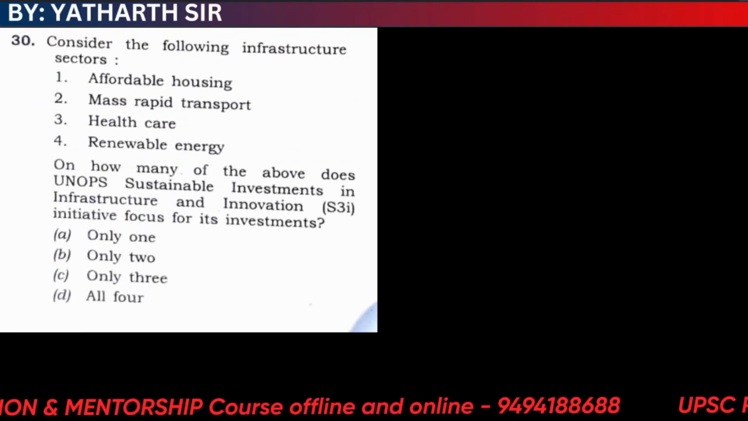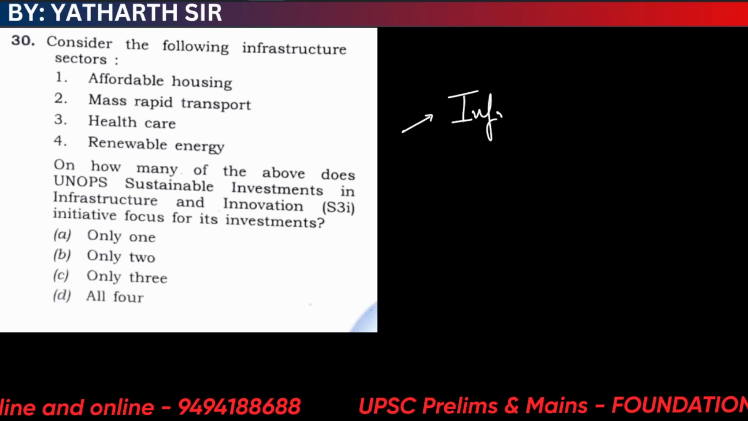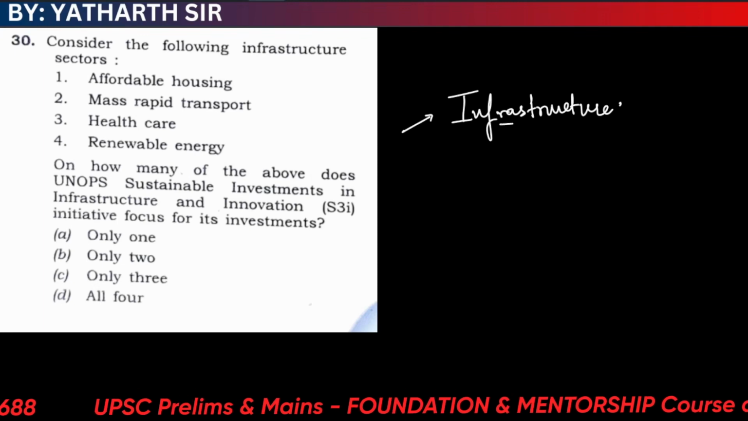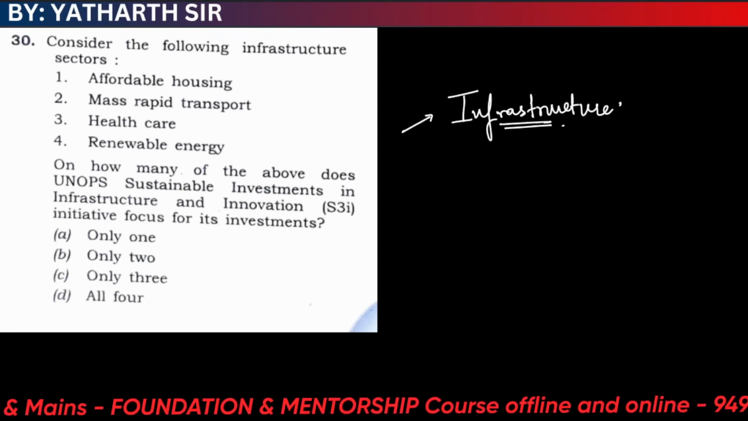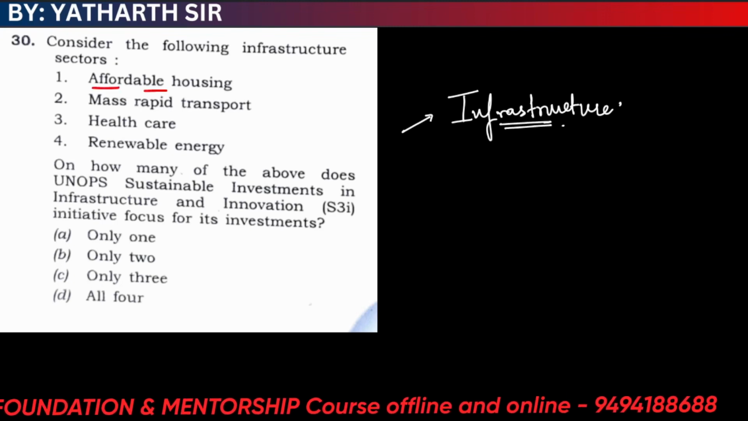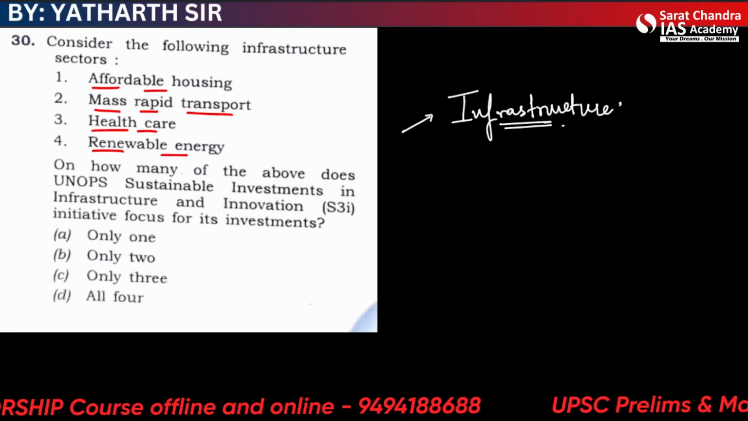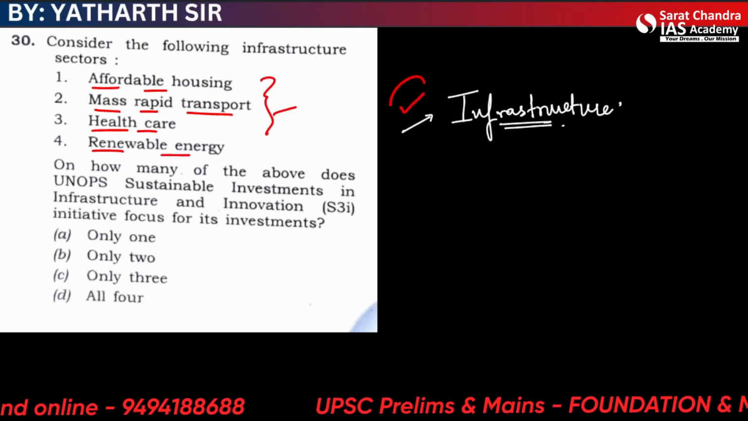Consider the following infrastructure sectors. So this was clearly related directly to infrastructure. All right, and some options were there: affordable housing, mass rapid transport, healthcare, and renewable energy. First and foremost, all of these options are related to infrastructure directly.